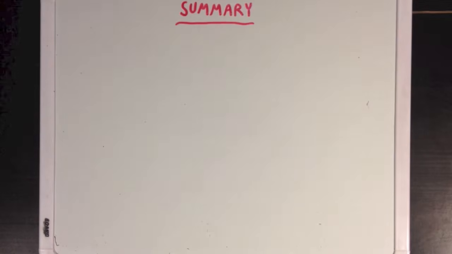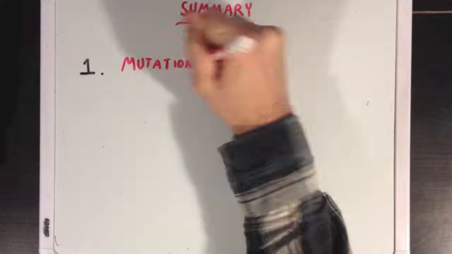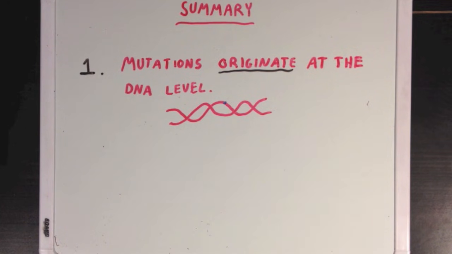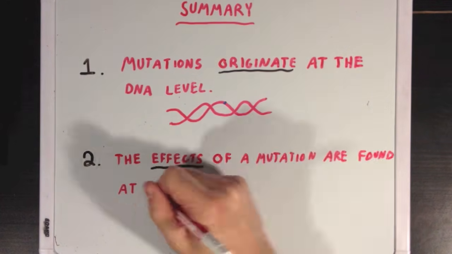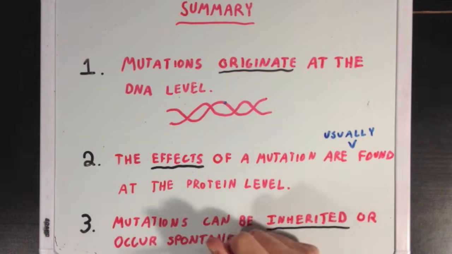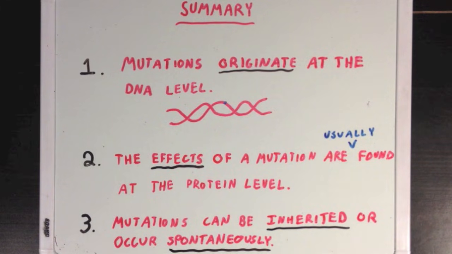So what did we learn? Well, first we learned that mutations originate at the DNA level, and not at the RNA or protein level. But the effects of a mutation, like the example we gave with sickle cell disease, are found with problems with the proteins that are ultimately expressed by the mutated DNA. Now, like every rule, there are a couple of exceptions to this one, but we can say that the effects of a mutation are usually found at the protein level. And finally, we learned that mutations are either inherited from a parent or come on entirely spontaneously.